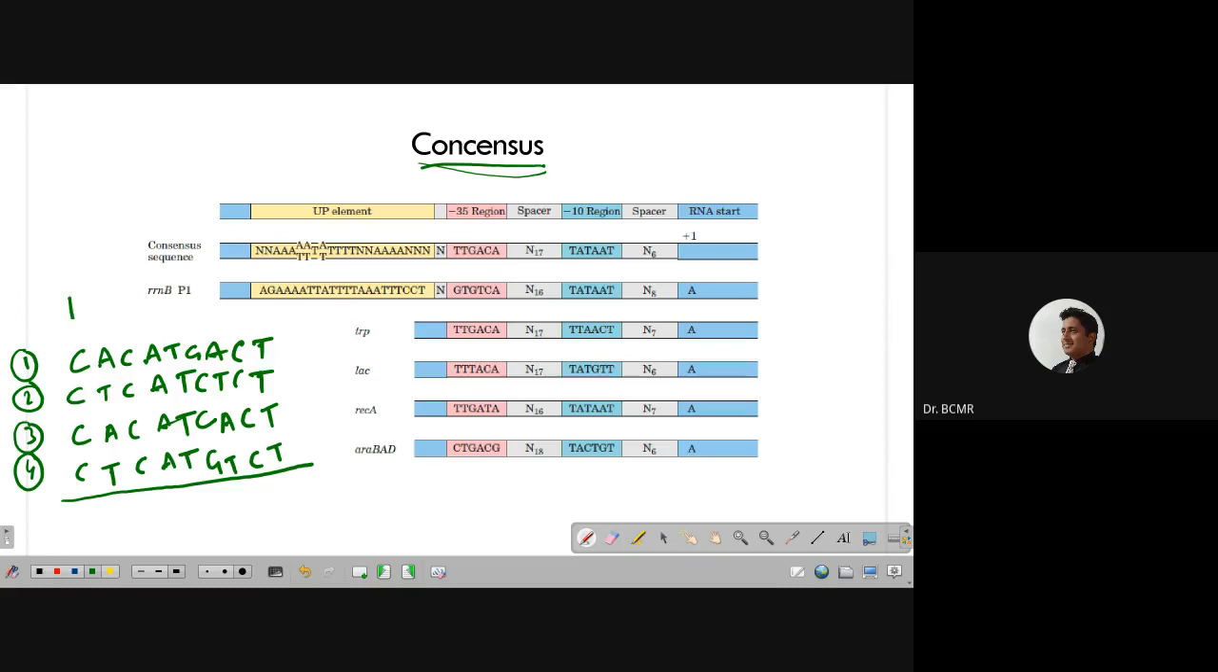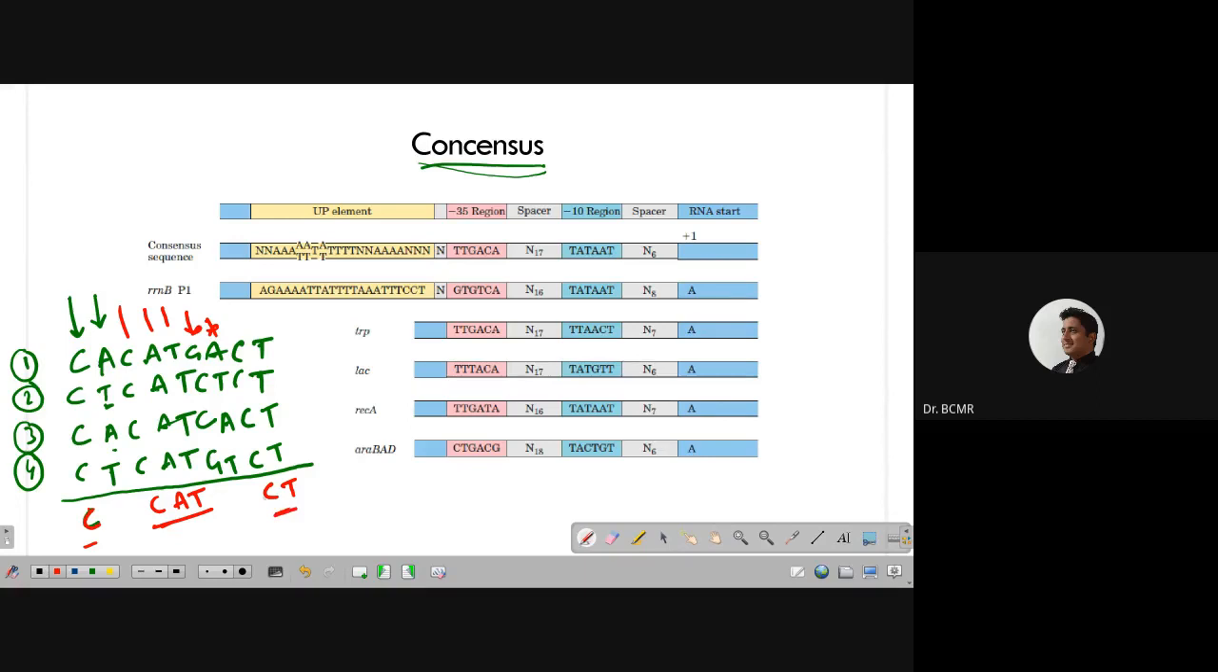In position 1, all of them have C. In this case, it's not conserved: A in some cases, T in some cases, right? In the third, fourth, fifth, it is CAT. And in the next one, it is not, and in that also it is not. And then you have CT. The sequence here, CAT, C, and CT, you can call them consensus.